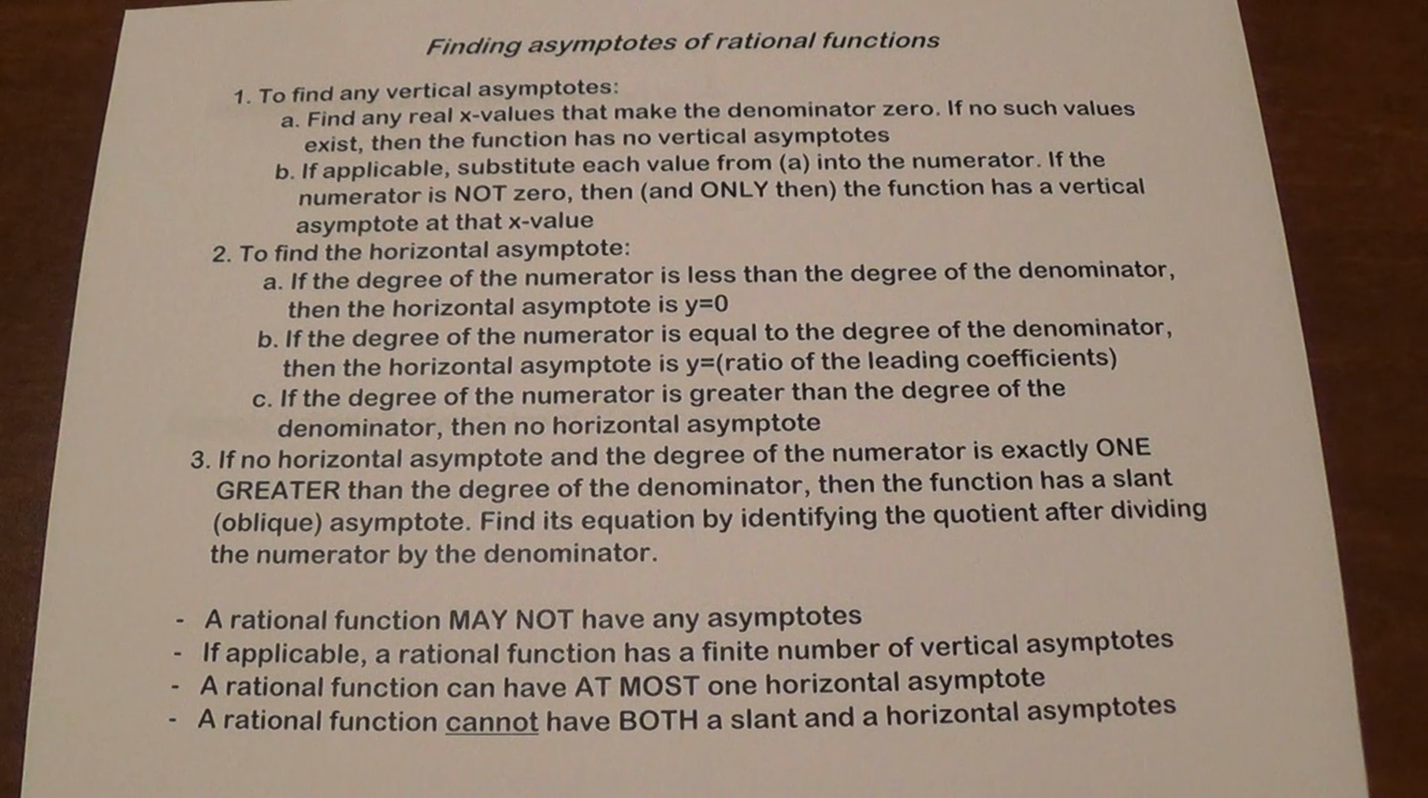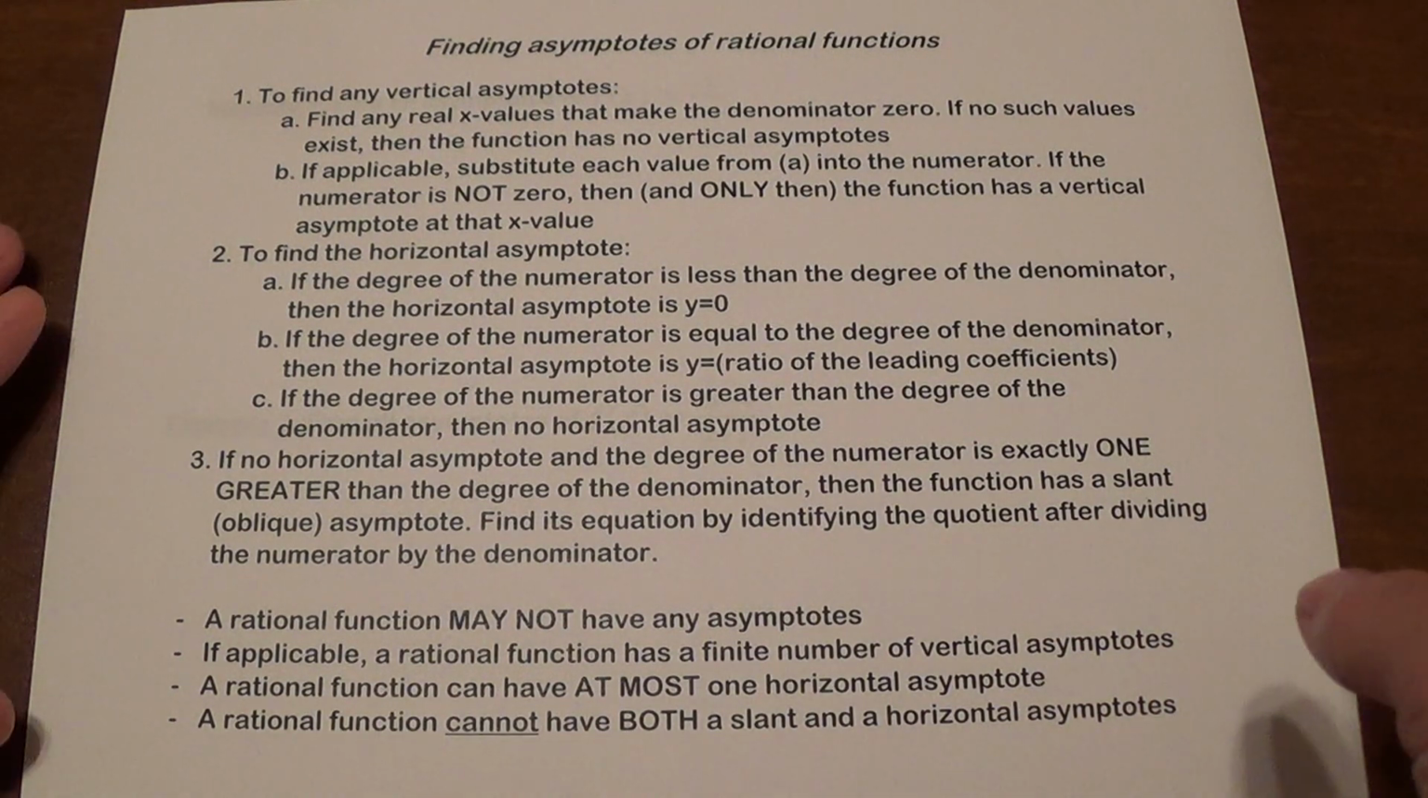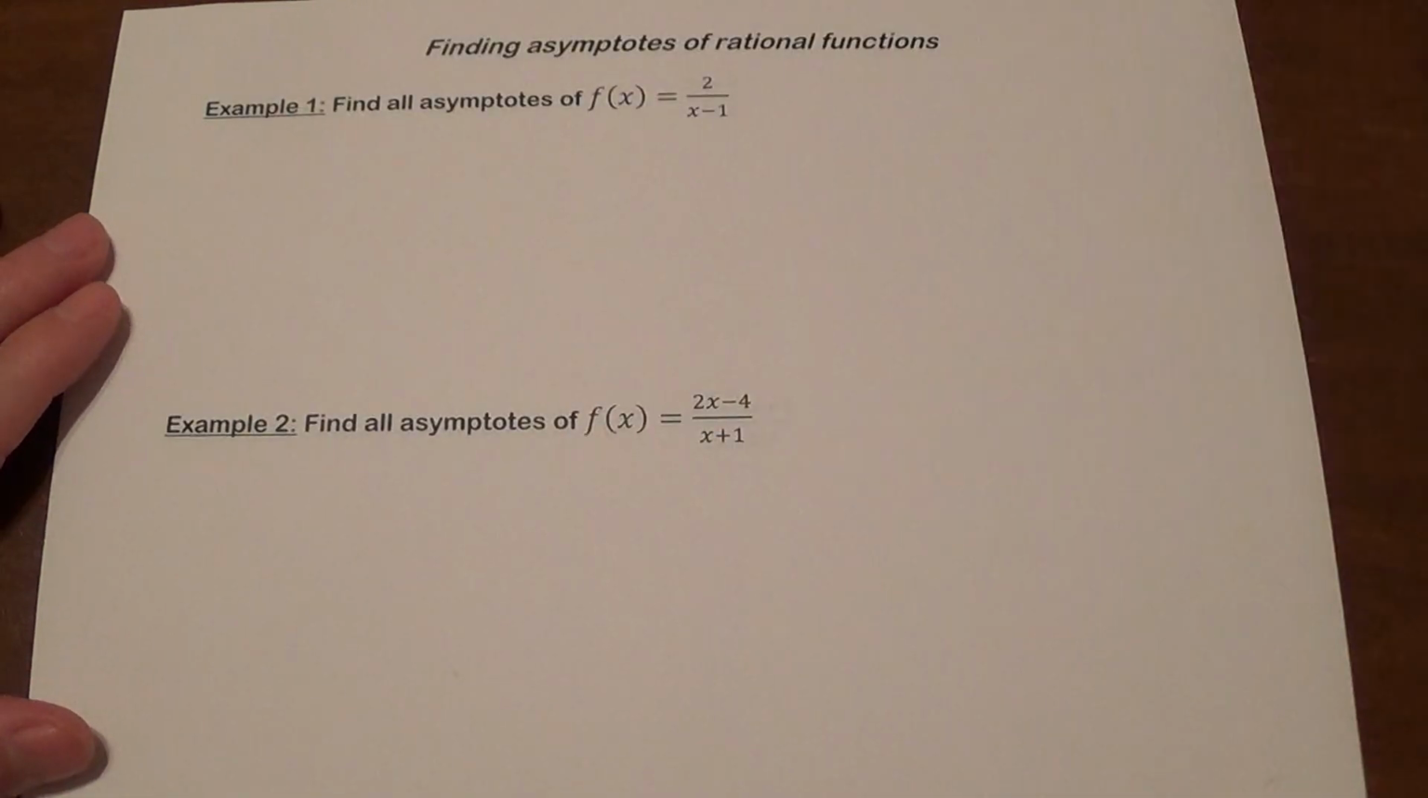Some things you need to know. A rational function may not have any asymptotes. It does not have to have any asymptotes at all. If applicable, rational functions may have a finite number of vertical asymptotes. In other words, you might have 2 or 3. It's possible to have multiple, but it's going to be a finite number. Rational functions can have at most one horizontal asymptote, and it cannot have both a slant and a horizontal asymptote. Right, let's take a look at some problems.